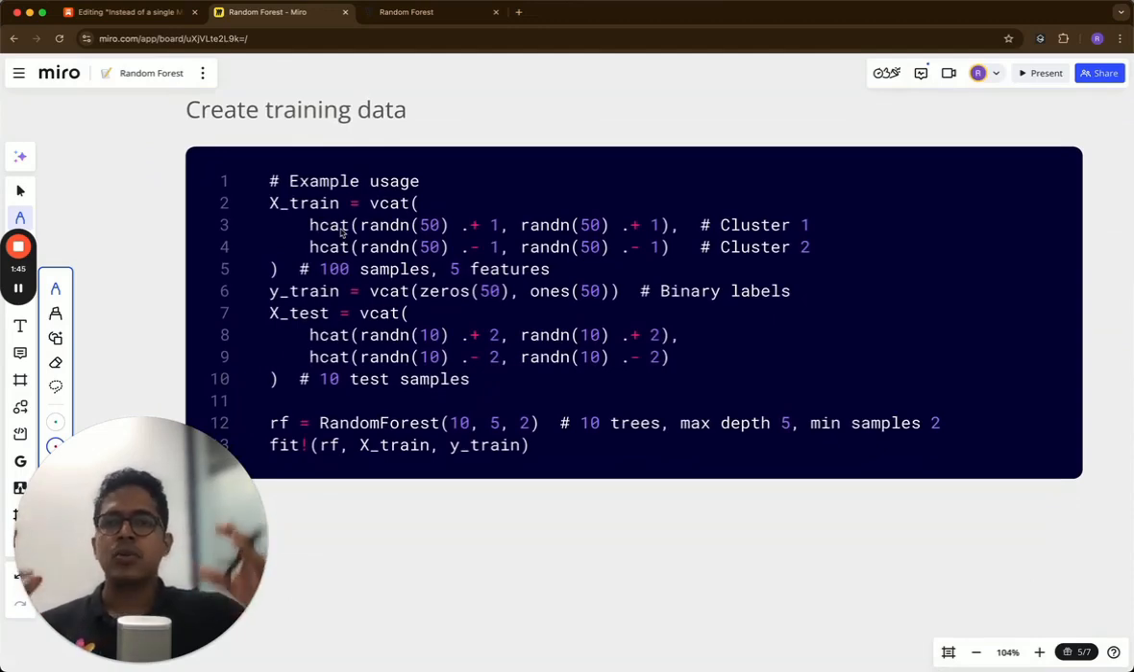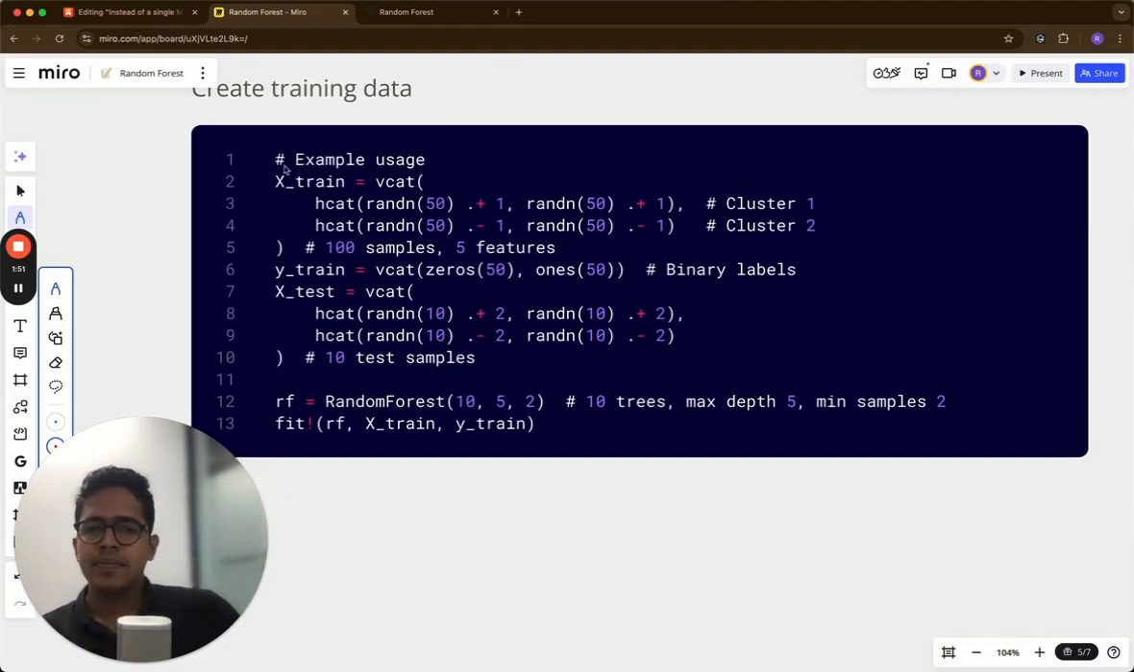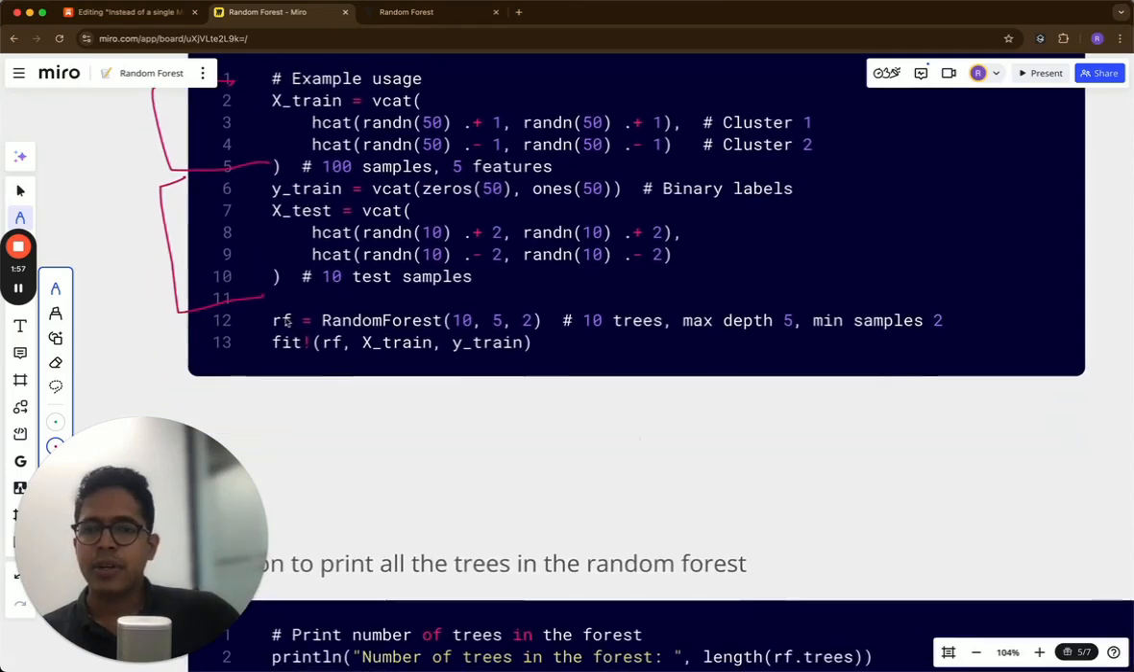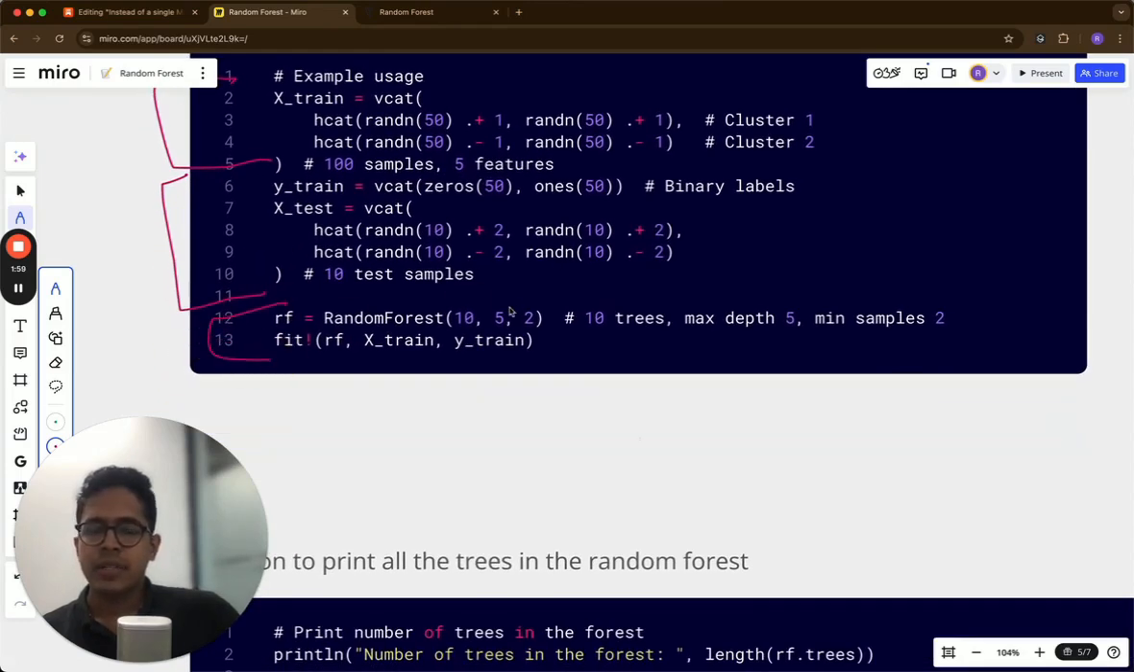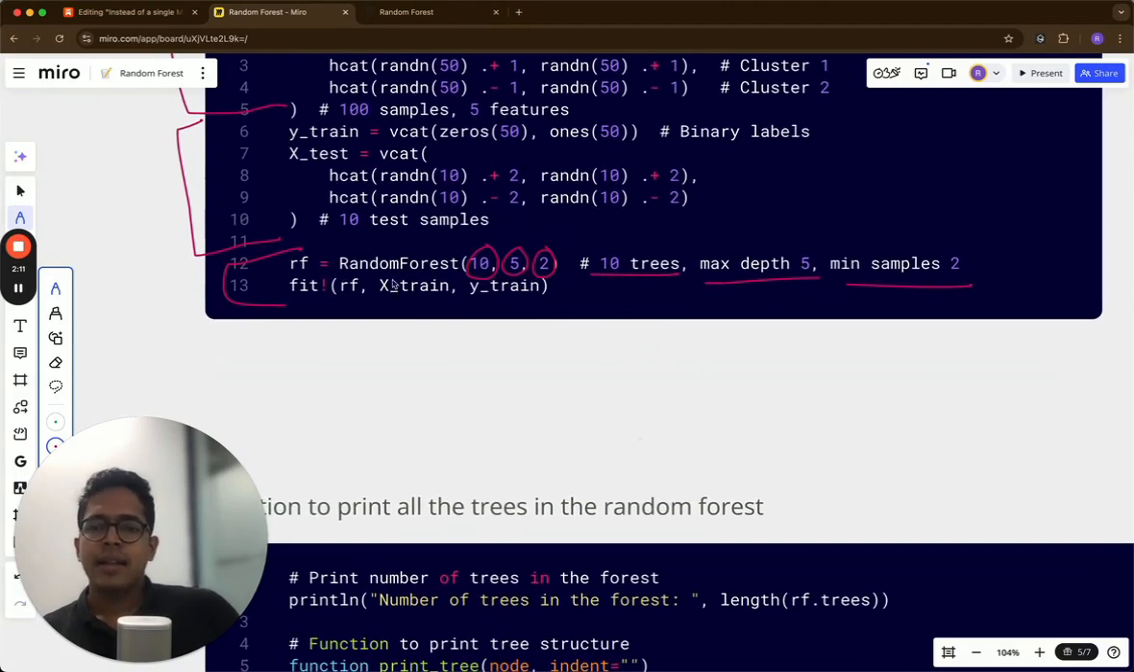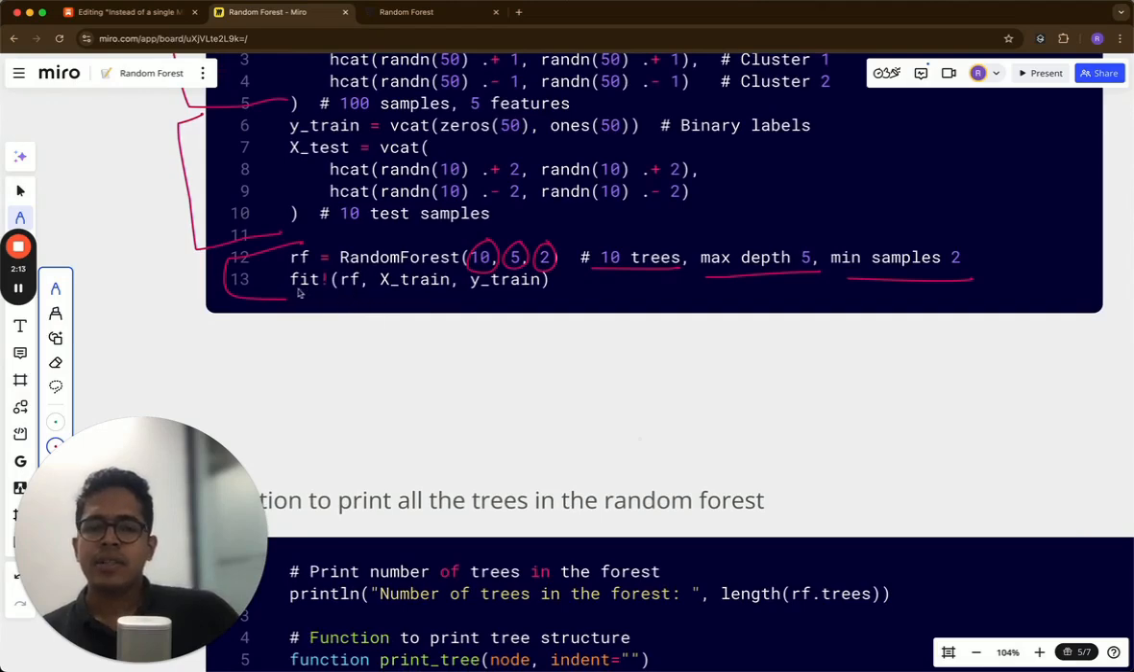Now we just need to create the data set, split them, and then call the random forest function. So you have the training data here with 100 data points. You have testing data with just 10 data points. And here you are calling the random forest. You are saying that you have 5 trees. Every tree should have a maximum depth of 2. And every node should have a minimum of 2 samples, right? So 10 trees, max depth of 5, and minimum 2 samples per node. And then you are calling this fit function.